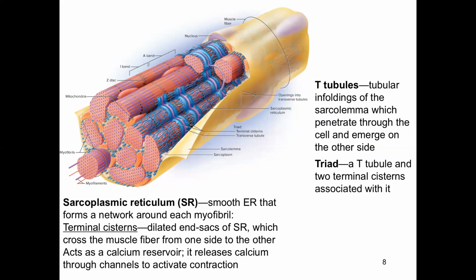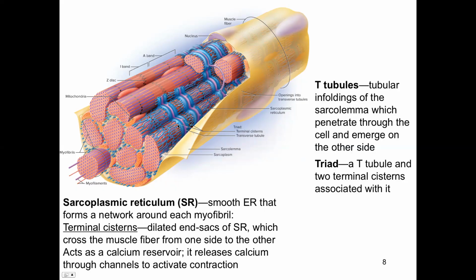Now here, the T-tubules are purple. Now these T-tubules are extensions of the sarcolemma. They're infoldings of that sarcolemma that penetrate deep into the muscle fiber. And here you can sort of see the openings on the outside for these T-tubules. So you can see they're continuous with the sarcolemma, and then they dive deep into the cell. And sometimes they'll even come out on the other side of the cell.